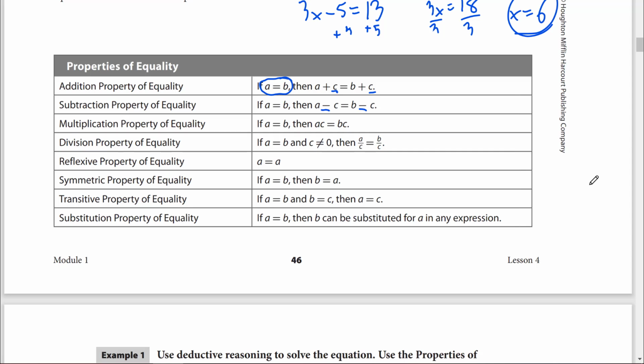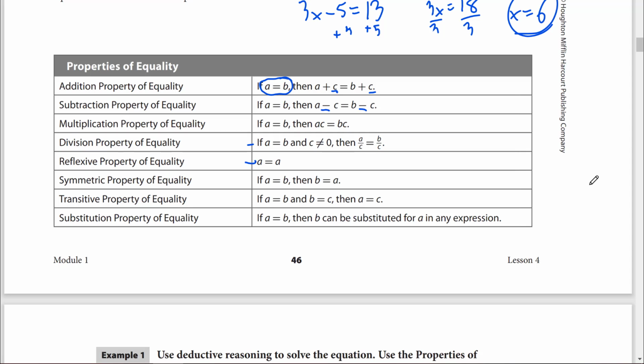Multiplication property: if A equals B, then AC equals BC. So if student A and B have the same number of cookies and I double how many you have, you still have the same amount. Division property of equality: if you have the same number of cookies and I take half of each of yours away, you still have the same number of cookies.